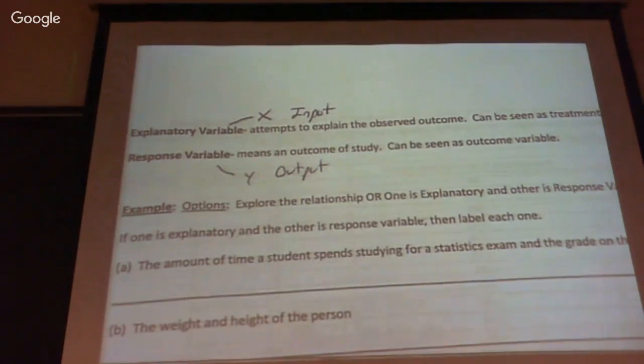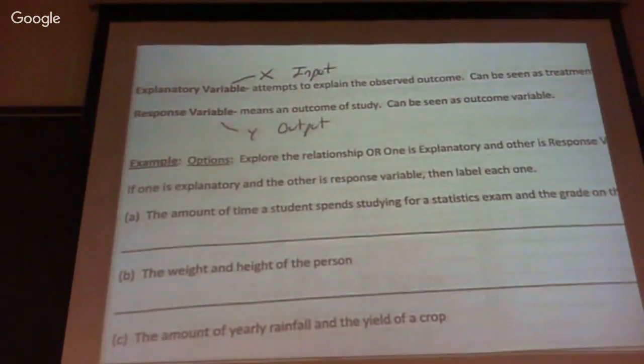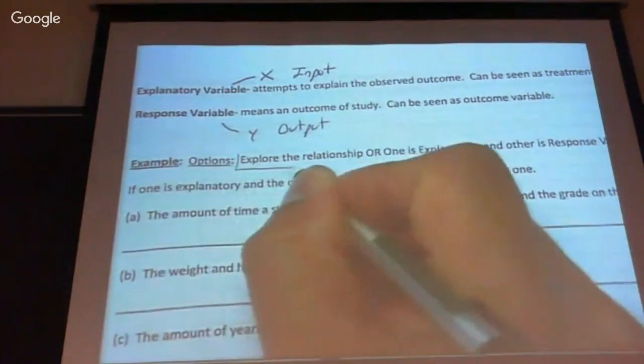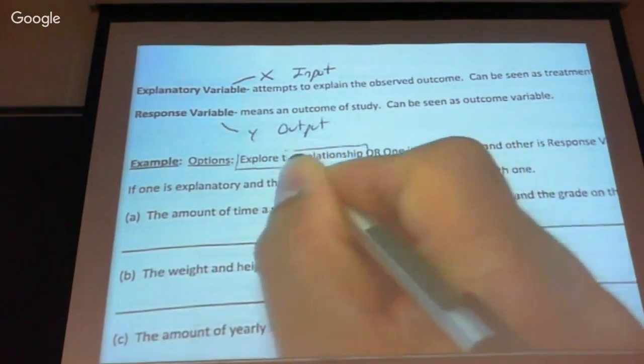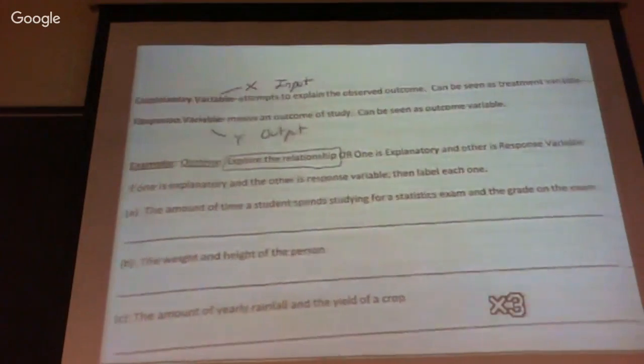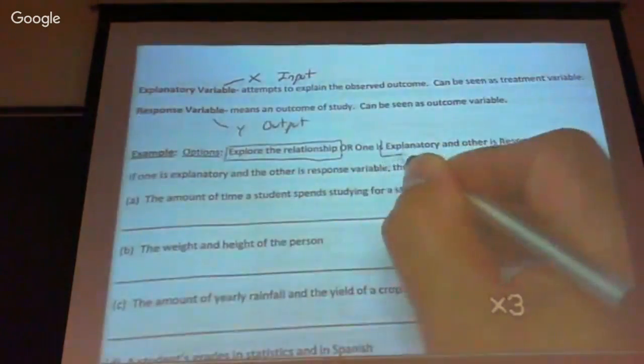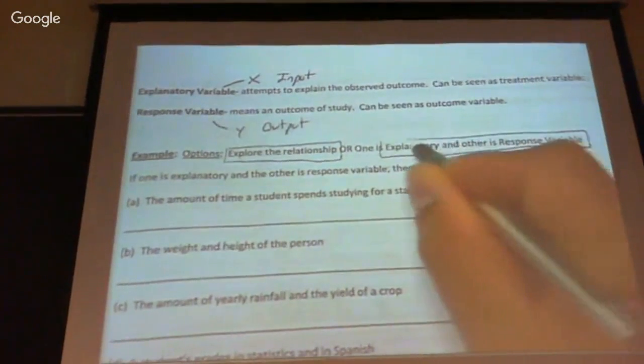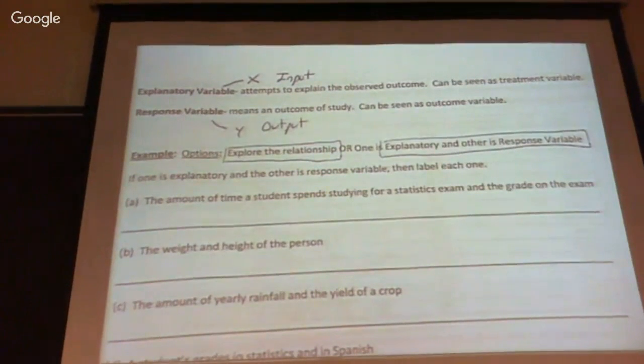If we decide that it's explanatory response, the explanatory is the X, the response is the Y. Okay? So we're going to look at some examples, and you have two choices. Choice number one, if you don't think there's a relationship, you're going to write explore the relationship. Or if you think it's explanatory response, then you tell me which is explanatory, which is response.